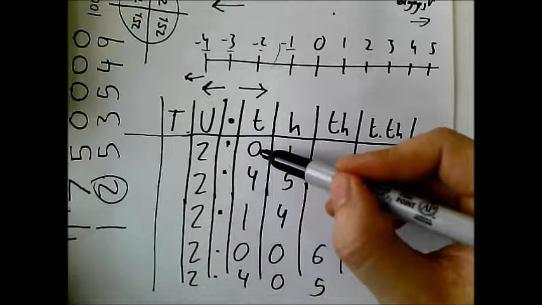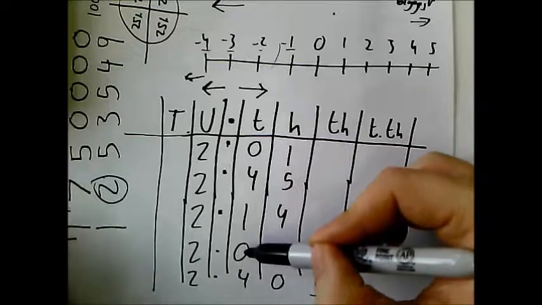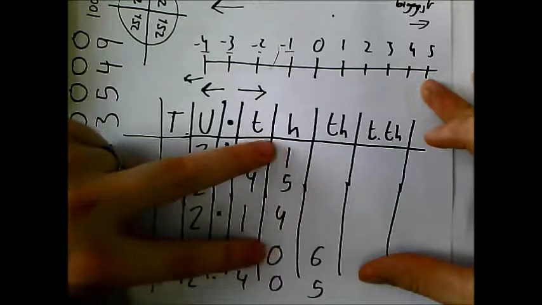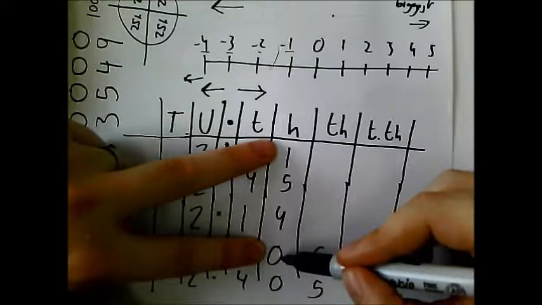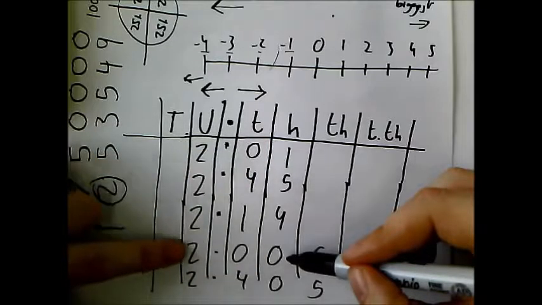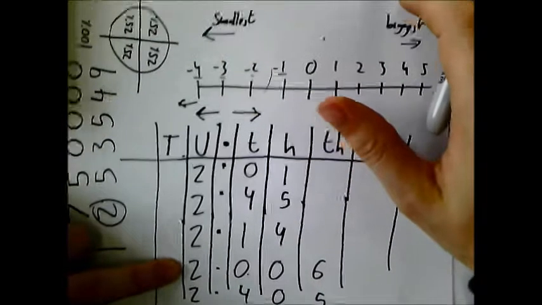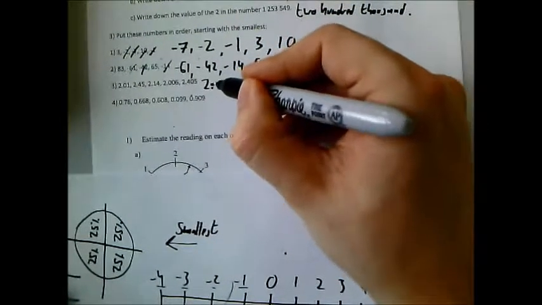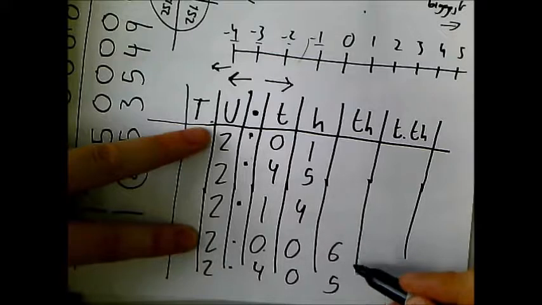Now I need to look for the smallest number here. So I've got a 0 here and a 0 here. So these two are both equally small. So I'm going to look at the next two again. I've got a 1 here and a 0 here. This one's clearly smallest. So this number is going to be the smallest number. 2.006. So 2.006 comes first.